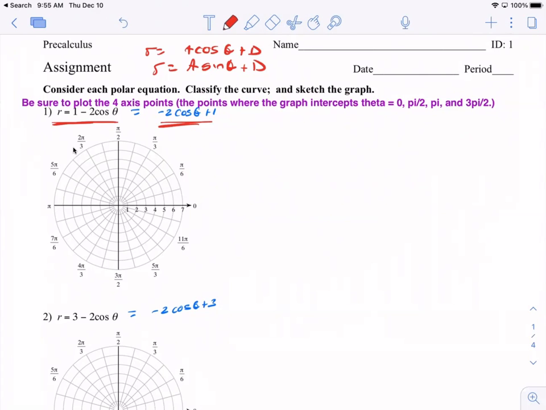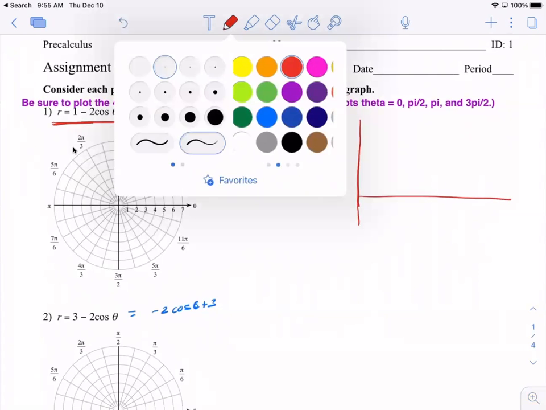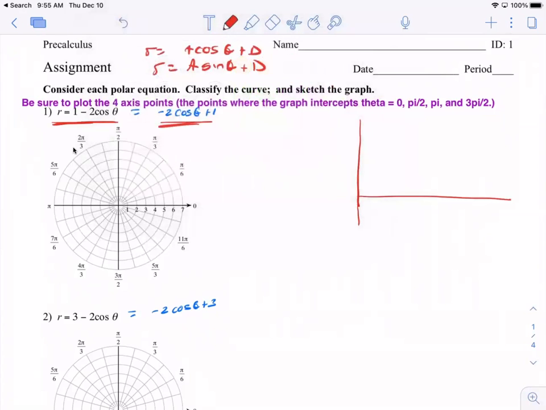What I recommend for these is to make a little sketch of the graph in the Cartesian coordinate plane. To do that, let's see what the key information is. If I have -2 cosine theta plus 1, where's the midline? It's at y equals 1. And what's the amplitude? 2, not -2, but 2. Terrific. I'm glad you corrected yourself.